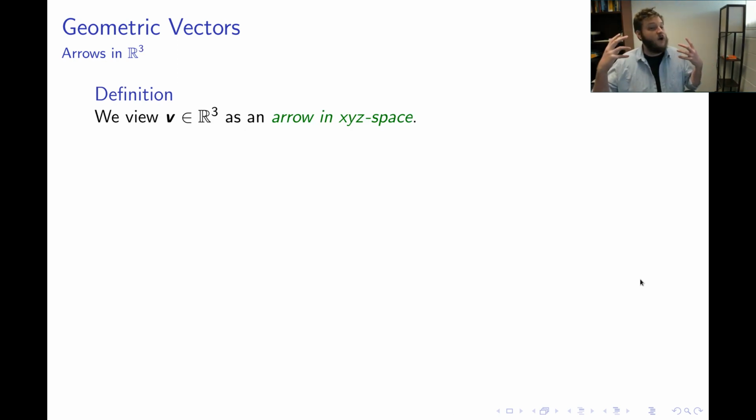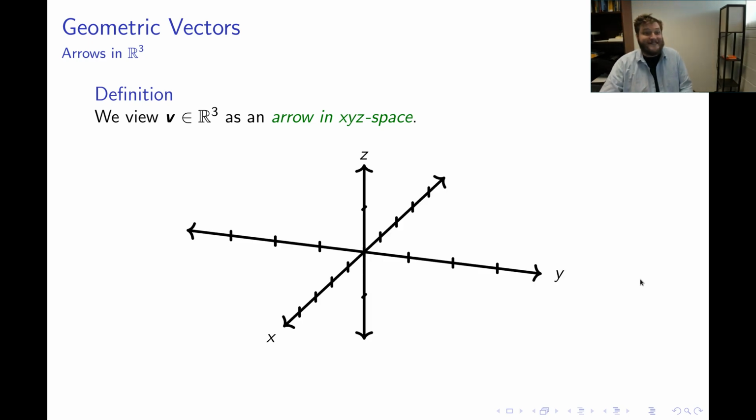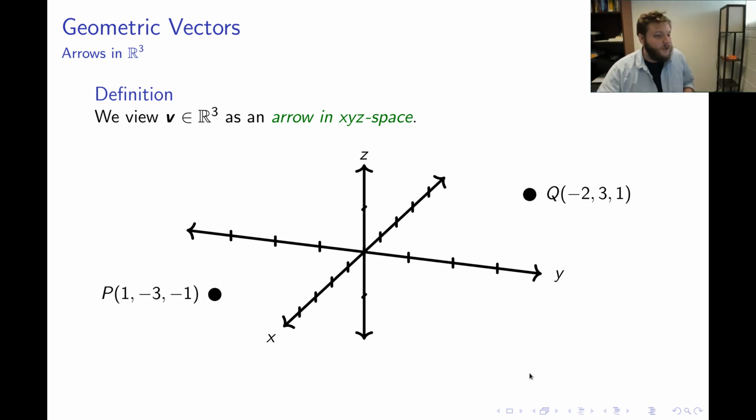What about vectors in R3? Well, you may have seen before the x, y, z axes. This is how we visualize 3 dimensions. With these 3 axes, I can locate positions with x, y, and now a third, what we call z coordinate. So here are 2 points in the x, y, z space.